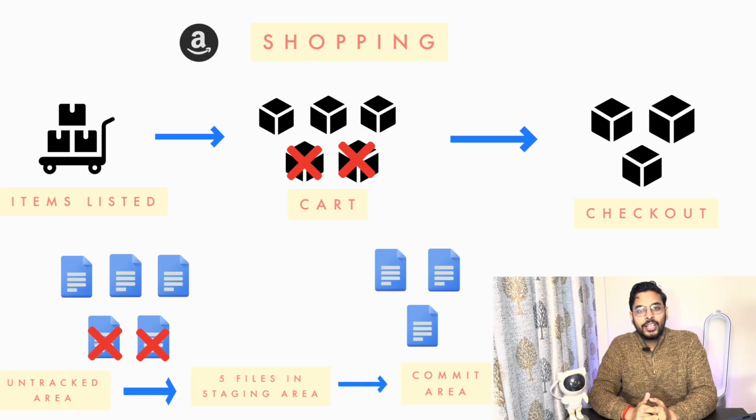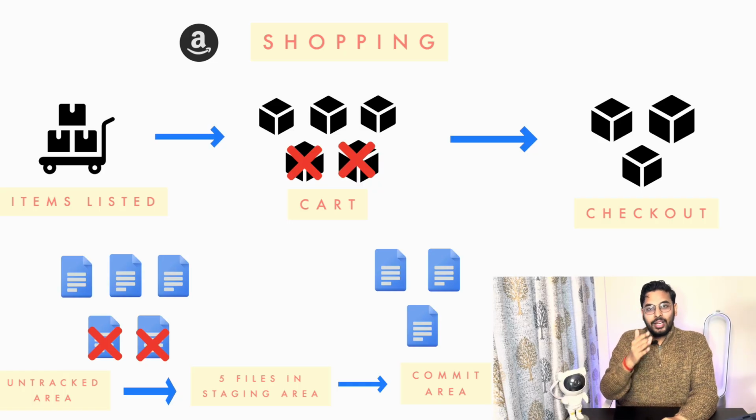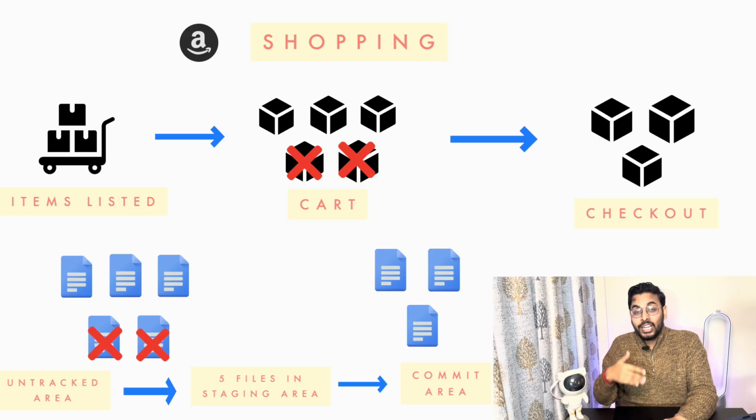We don't need it. So let's say you have made changes in 5 files, you have added them in the staging area, but before creating a version, you realized these 2 changes are really not required. So that's why you removed them, and you basically added these three files only. Those two files you don't need in a version, right? So you just removed them.